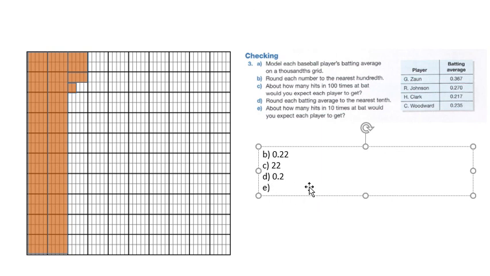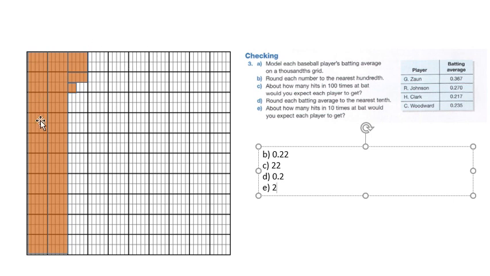And how many times would we expect him to get a hit in 10 at-bats? That would be approximately 2. Notice the way we can use just this one grid to show all those different numbers. We can show it for Clark. We can show it as 217 out of 1,000. That's where we use all the little rectangles here. We can label it as 22 out of 100. That would be the equivalent of 22 of these squares, like this.